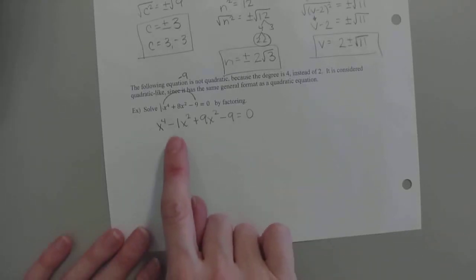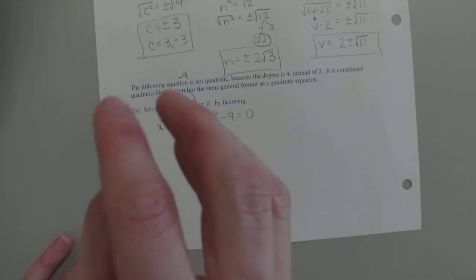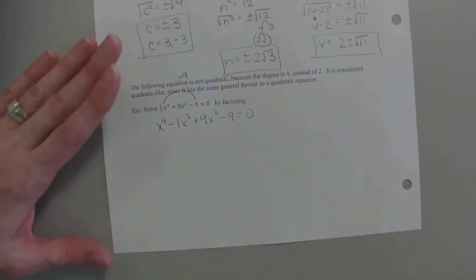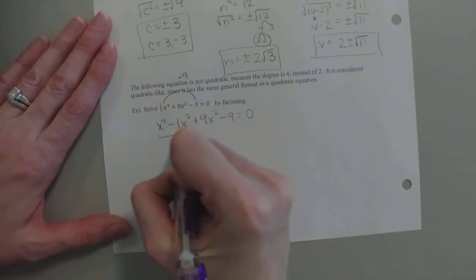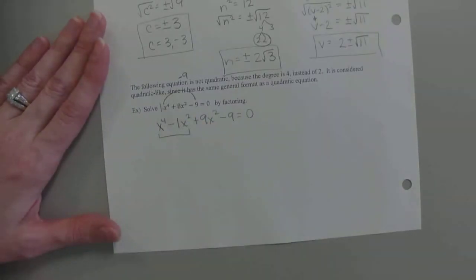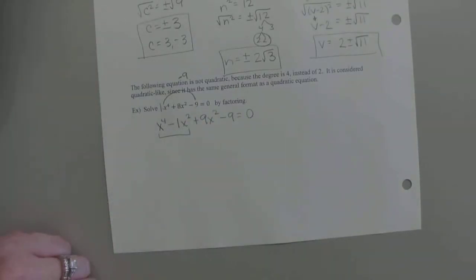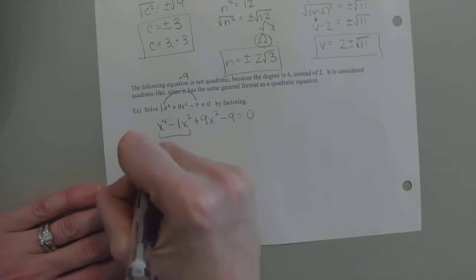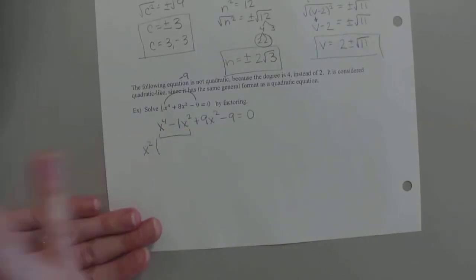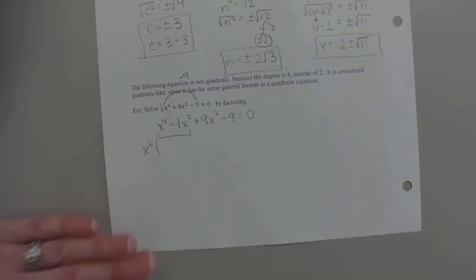9 and 1, which one's positive, which one's negative? Negative 1. So we're going to write this as x to the fourth minus 1x squared plus 9x squared minus 9 equals 0. Notice the first term, x to the fourth, stays x to the fourth. The second term, negative 9, stays negative 9. And then the middle term, when we split it up, we didn't split it up as x and x because they have to be like terms. When we add them, we have to be able to add them, right? Negative 1x squared plus a 9x squared is an 8x squared. So we're good to go.